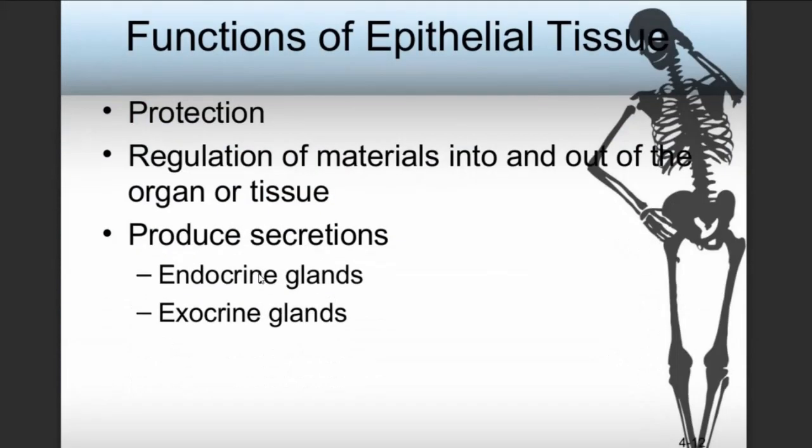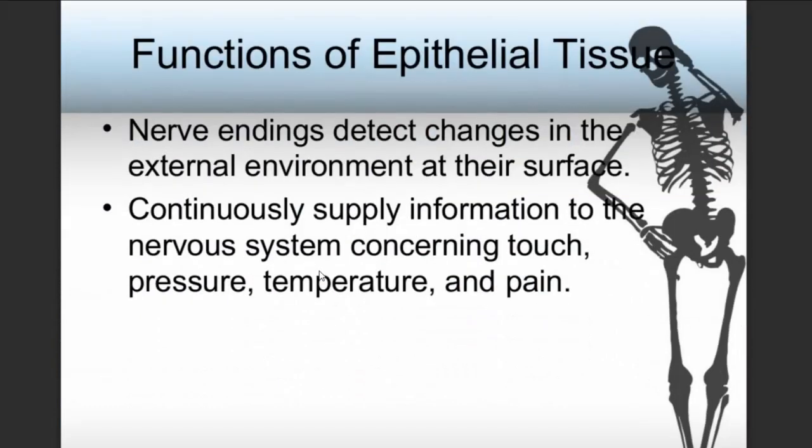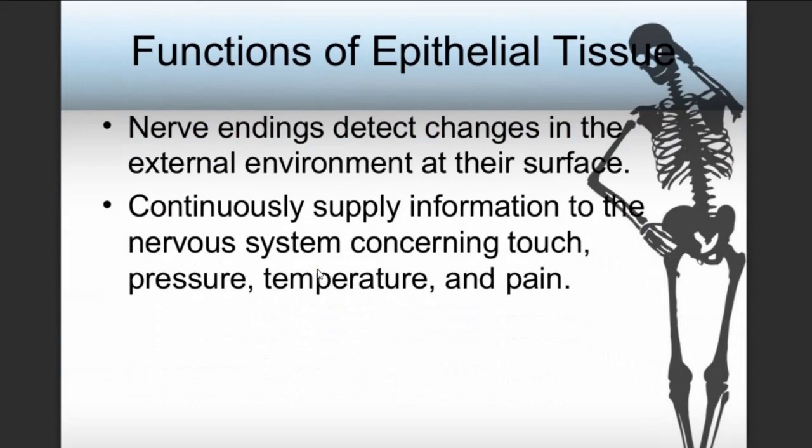Functions of epithelial tissue. What are the functions of epithelial tissue? It protects our body surfaces and body cavities. Regulation of material in and out of the organ or tissue. Yeah, we will see upcoming. Produce secretion. Endocrine glands and exocrine glands are all types of epithelial tissue we discussed earlier. Nerve endings, as we saw earlier, it has many nerve endings, so it can detect any change in environment. So nerve endings detect changes in the external environment at their surface. They continuously supply information to the nervous system concerning touch, pressure, temperature, and pain.